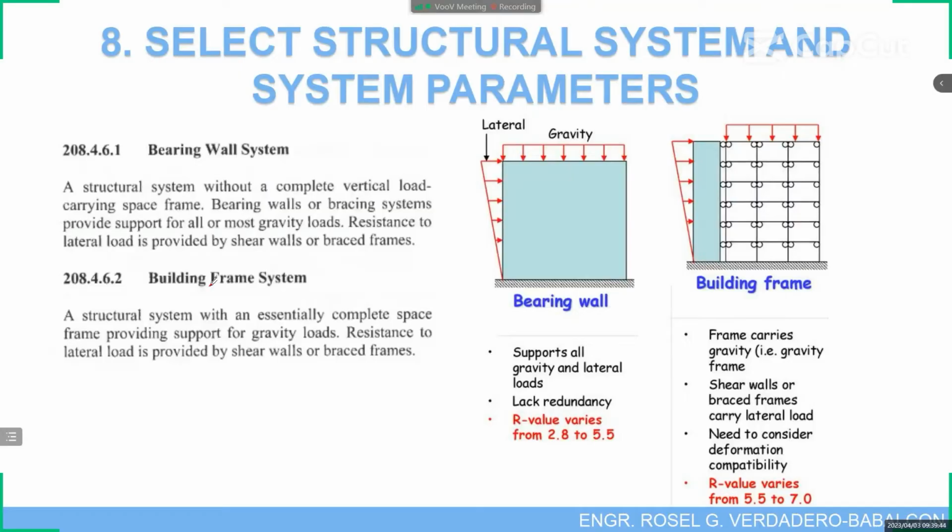A building frame is a structural system with an essentially complete space frame providing support for gravity loads, and the resistance to lateral load is provided by the shear wall or braced frame. Here in this figure is an example of the concept of a building frame. The gravity loads are carried by the space frame, composed of the column and beam connections, and the lateral load is resisted by the shear wall or braced frame.